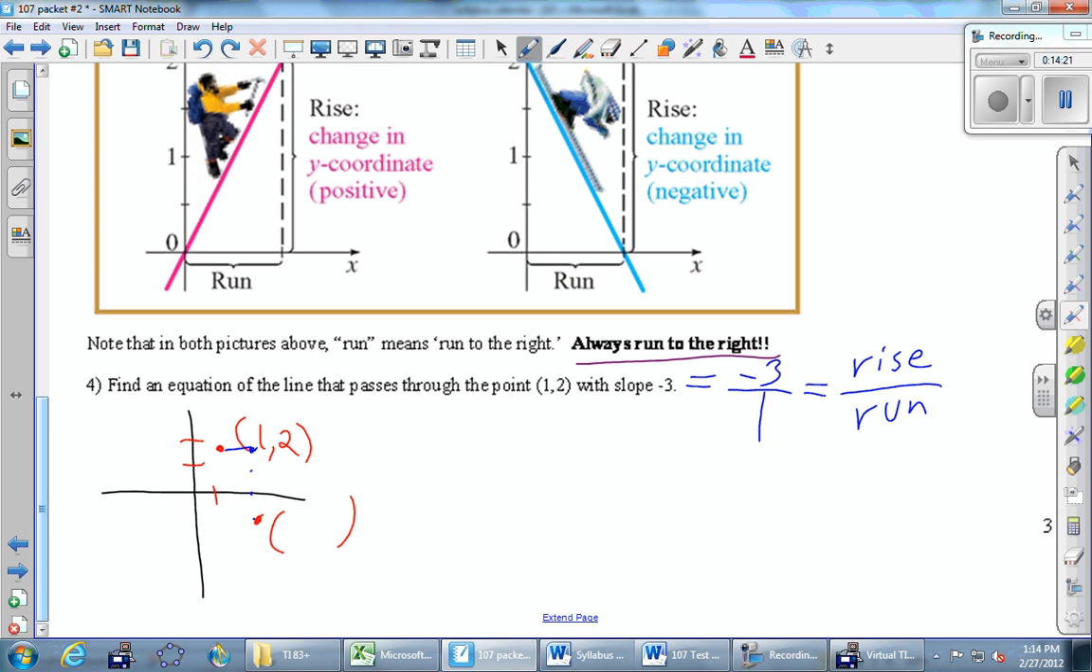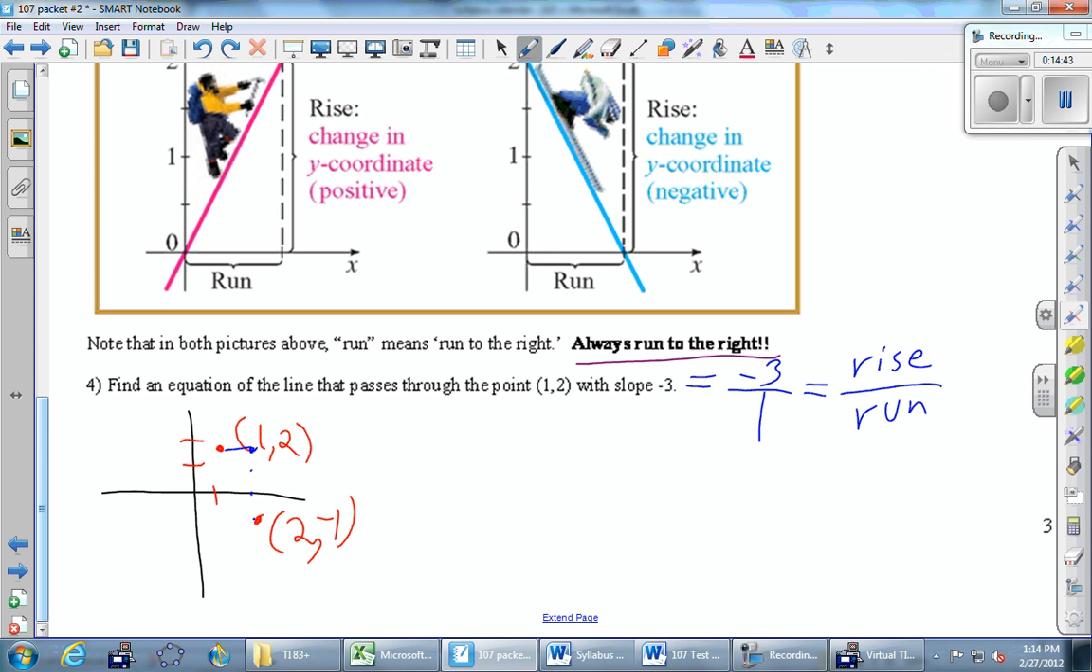And I can figure out what that point is. It used to be (1, 2). Can you guys figure out what the new point is? We ran 1 to the right. Yeah, (2, -1). 1 to the right, so increase the x by 1. 3 down, decrease the y by 3.